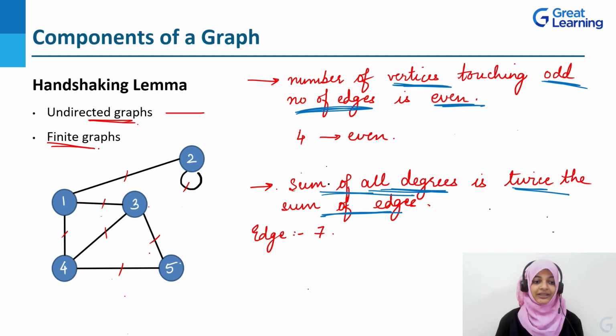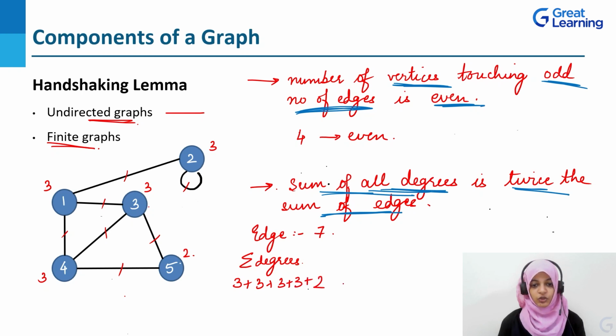Next, let us calculate the degrees of each and every vertex. The degree of vertex 1 is 3, the degree of vertex 4 is 3, the degree of vertex 3 is also 3, the degree of vertex 2 is also 3, and the degree of vertex 5 is 2. Taking the sum of all the degrees, we get 3 plus 3 plus 3 plus 3 plus 2, which is equal to 14.